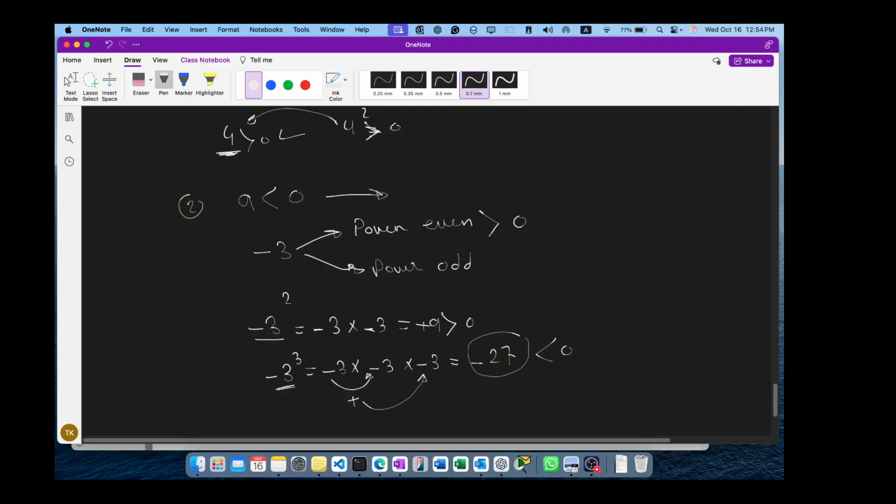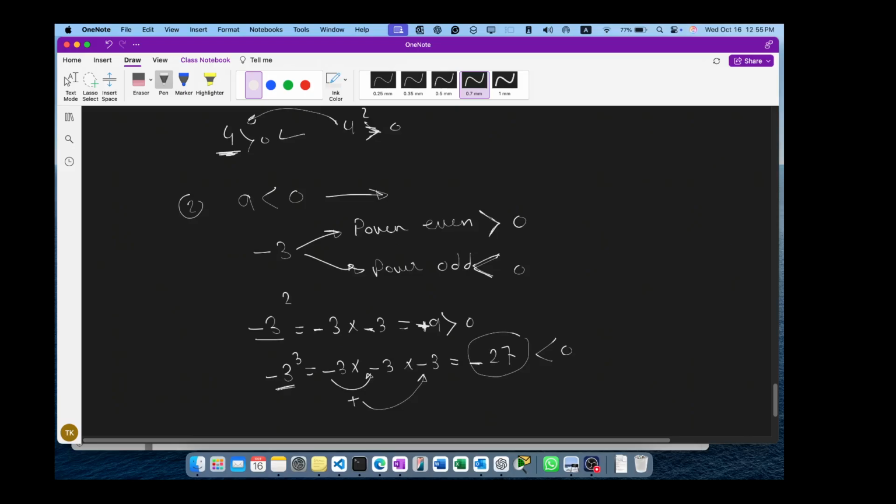Less than 0. So if we have a number less than 0, we have to differentiate between two conditions or states. If the power is even, meaning 2, 4, 6, 8 and so on, the answer will come out bigger than zero because it will be positive. If the power is odd, meaning the number is not divisible by 2, like 3, 5, 7, 9, 11, the answer will always be negative.